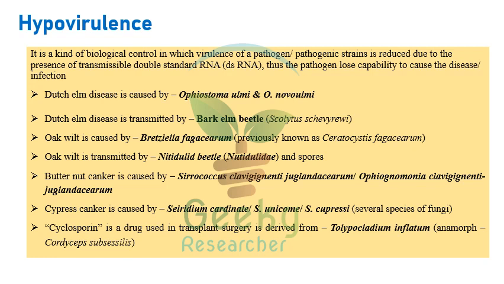Cypress canker is caused by Seiridium cardinale, Seiridium unicorne or Seiridium cupressi. Cyclosporin is a drug used in surgery, derived from Tolypocladium inflatum, which is the anamorphic stage of Cordyceps subsessilis.